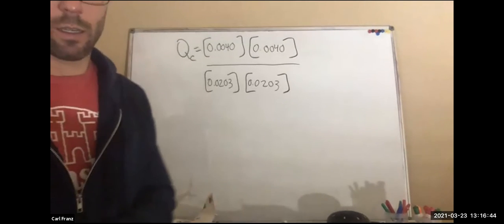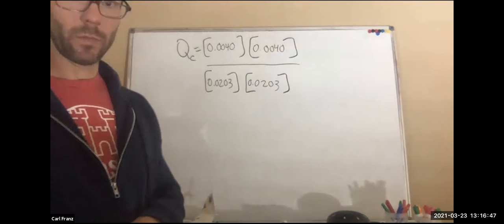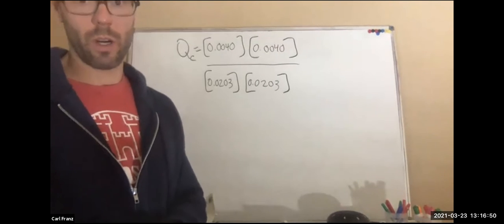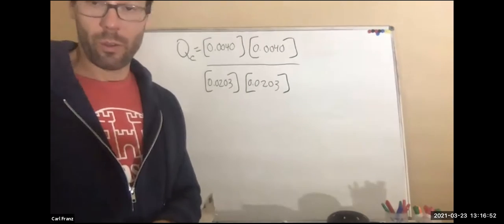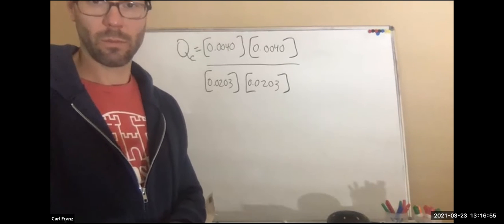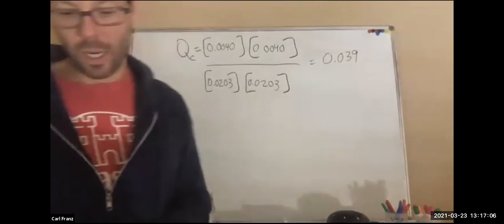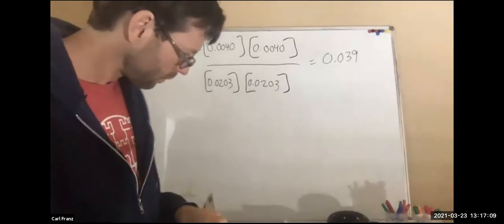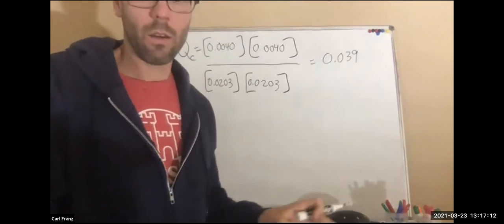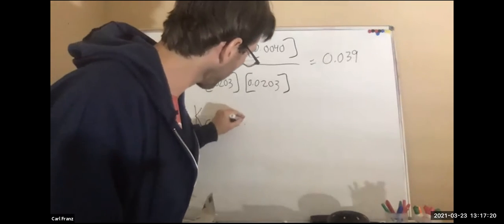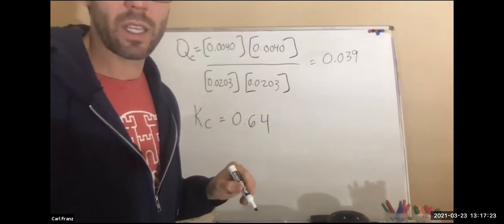All right, who did this? Essentially 0.0040 squared divided by 0.0203 squared. 0.039. Okay. Now, what did they say was the case C? They said the case C is 0.64.